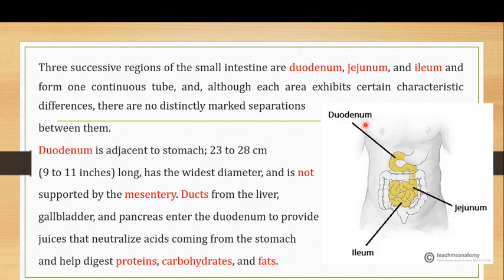The first region is known as the duodenum. The second and the largest part of the small intestine is known as the jejunum, and the third and last part is known as the ileum.